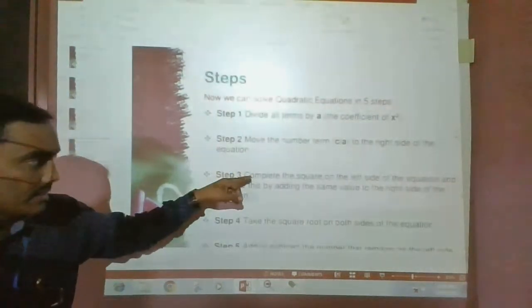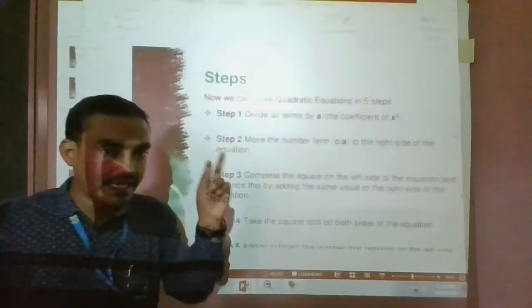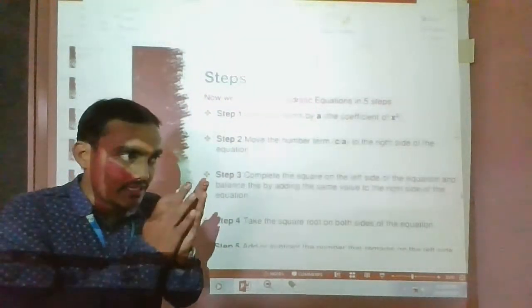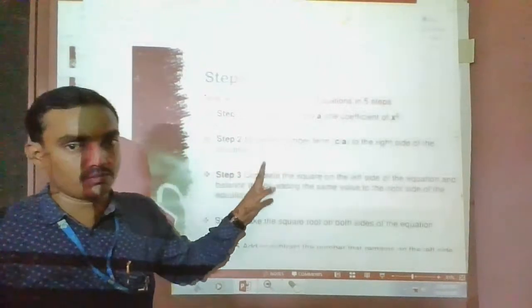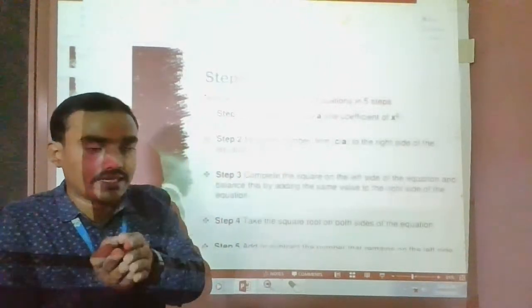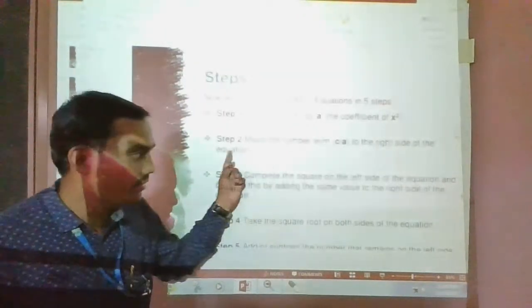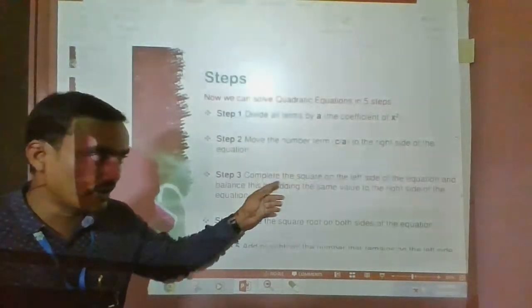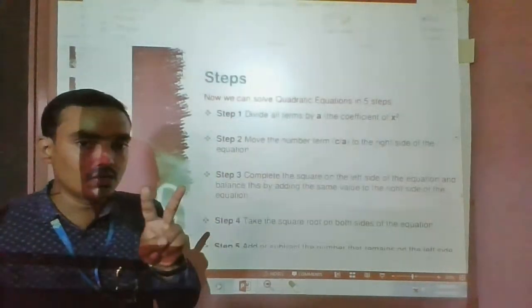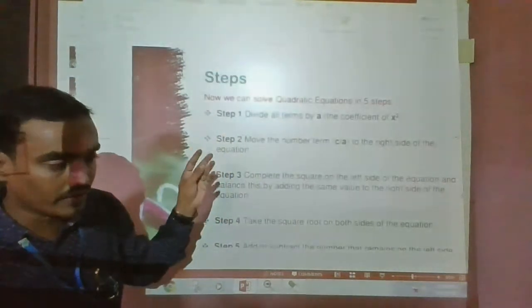In step 3, complete the square. In the formula a plus b whole square, it becomes a square plus 2ab plus b square. Both terms are positive, it becomes a plus b whole square. If one is positive and another is negative, it becomes a minus b whole square. It depends on the sign only, whether it is a plus b whole square or a minus b whole square. After the simplification, you will get the two roots. So this is the third method, the completing square method.